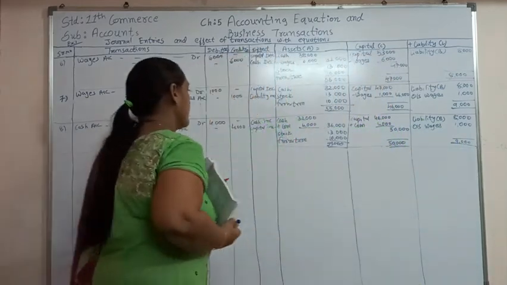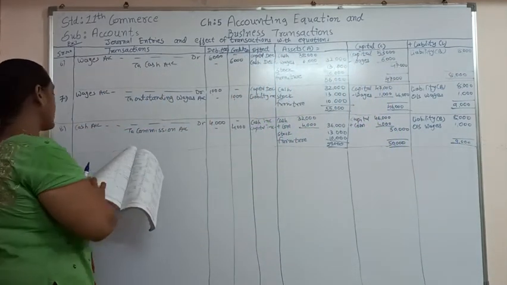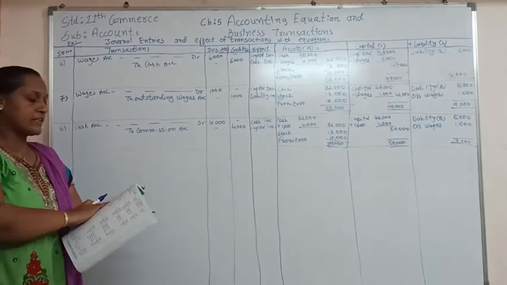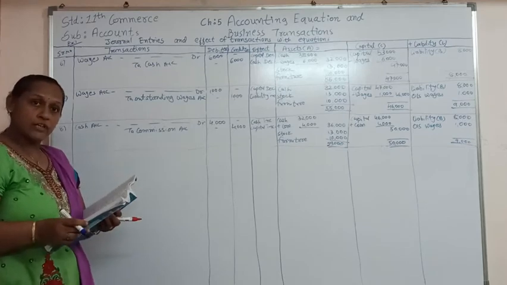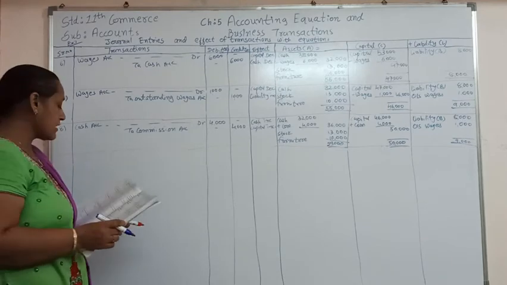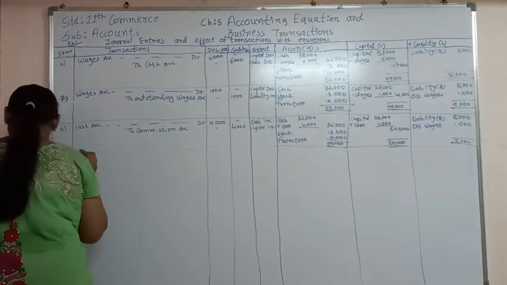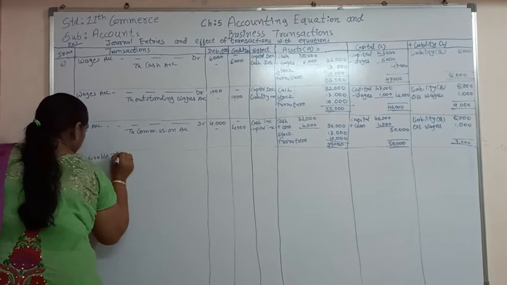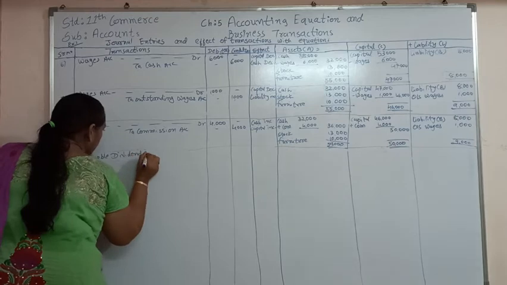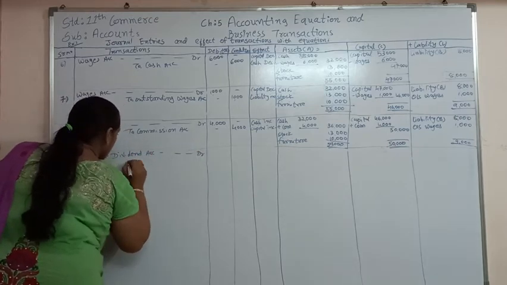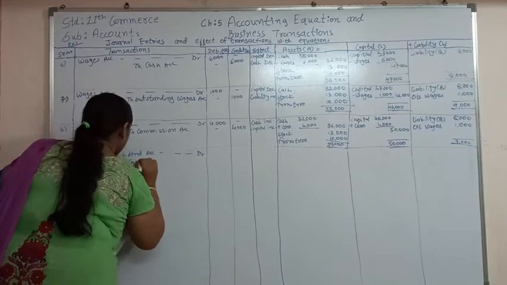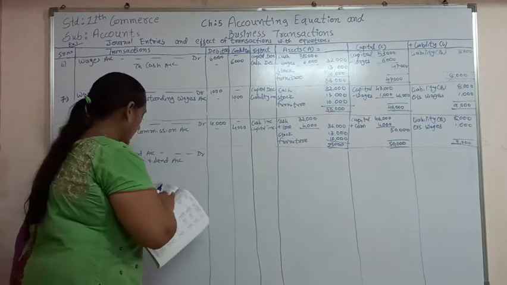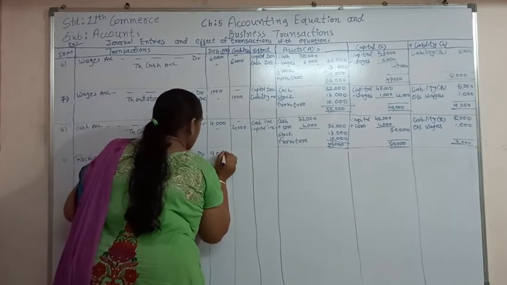Now let's see the next transaction. Next transaction is a dividend receivable of rupees 9,000. So for that dividend receivable, that journal entry we are going to pass, and because of that asset is going to be increased and capital is also going to be increased. So here receivable dividend account debit to dividend account. And for that rupees is 9,000.